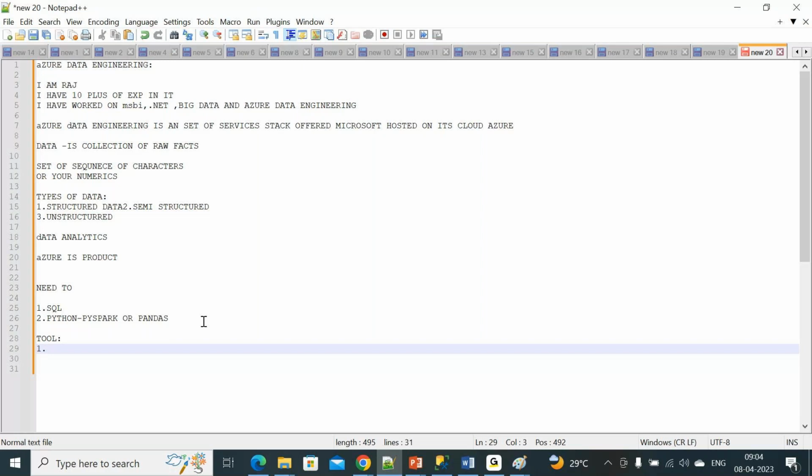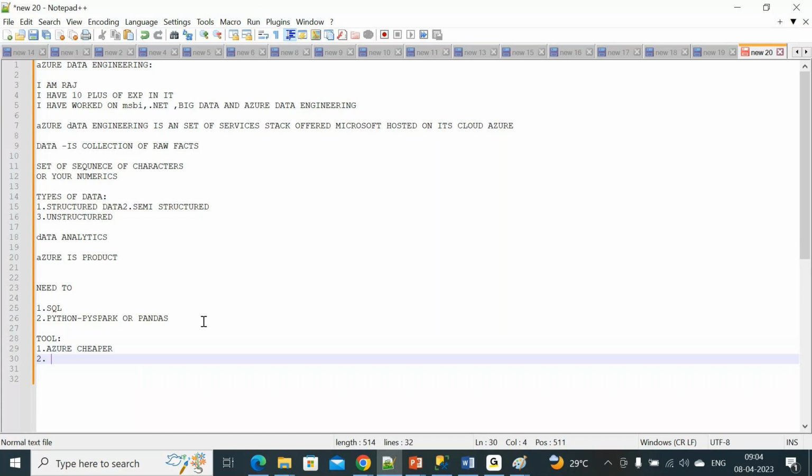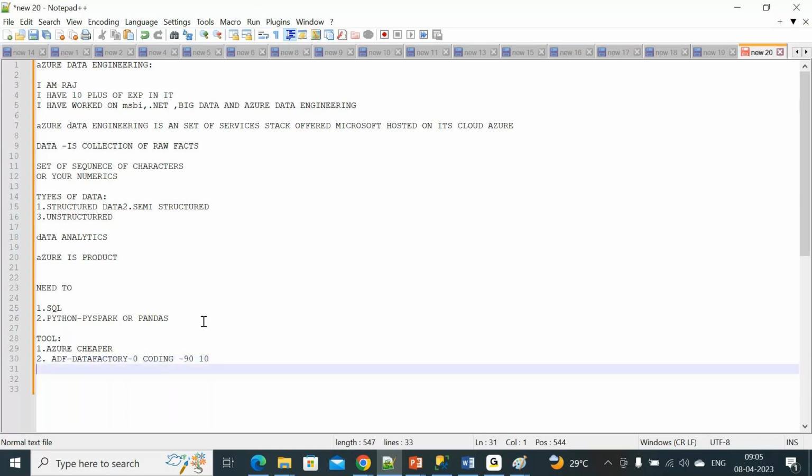First one, Azure cloud licenses are cheaper than other clouds. Pricing is cheaper. Second, as I said, you have SSIS, Informatica, like that. Azure introduced a tool called ADF, Azure Data Factory, a zero coding tool. So any person from any background can learn the tool if you have the wish to learn. Zero coding means 90% coding less, 10% you need to do, like how to combine the functions and expressions. Everything is predefined. I am giving 10%, but it's not even 10%.